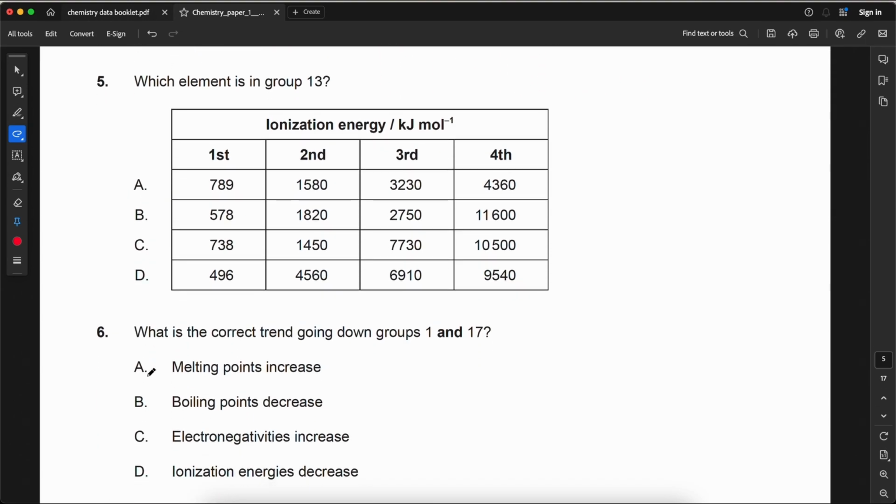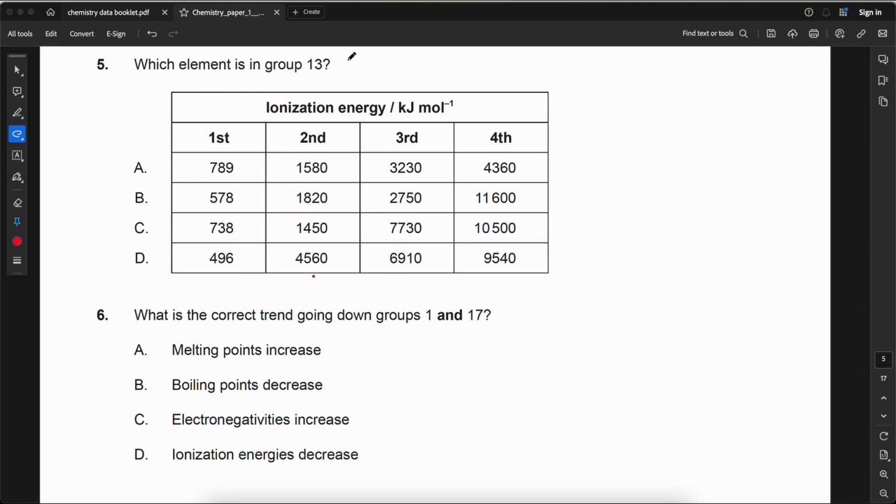Which element is in group 13? The electronic structure is 2,8,3. Therefore, 3 electrons will be removed easier, but not the 4th electron. So as you can see, first, second, third, and fourth, there is no high jump between third to fourth. So this is not the answer. And for the second one, there is a high jump between the third to the fourth. So it means that the 4th electron will be difficult to remove, but the first, second, and third electrons are easier to remove. So this is the answer.